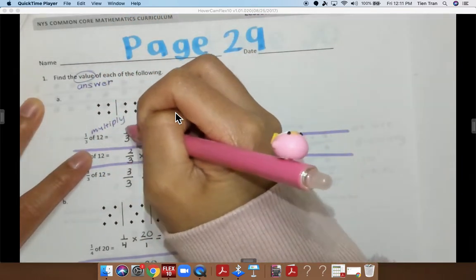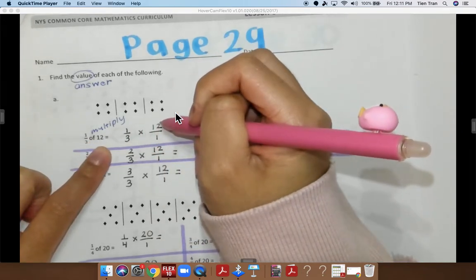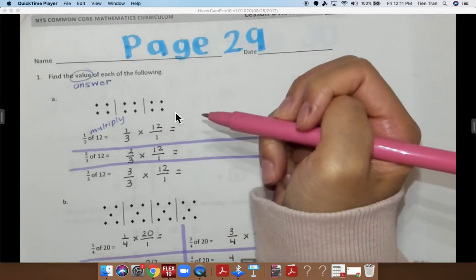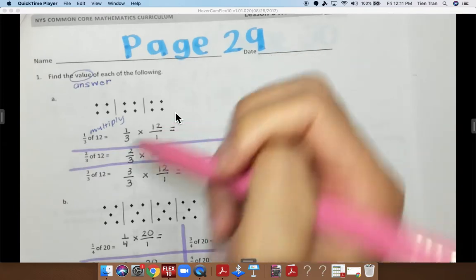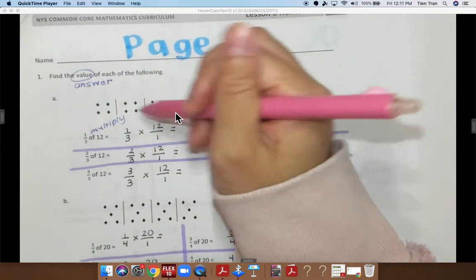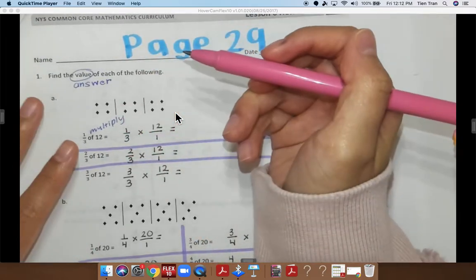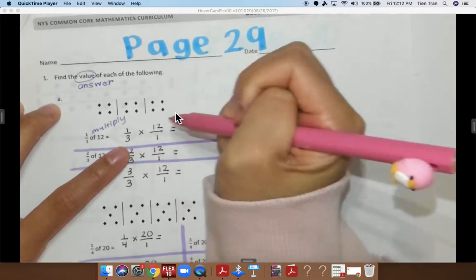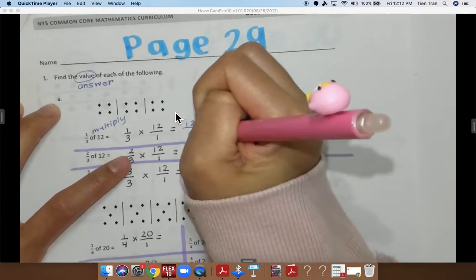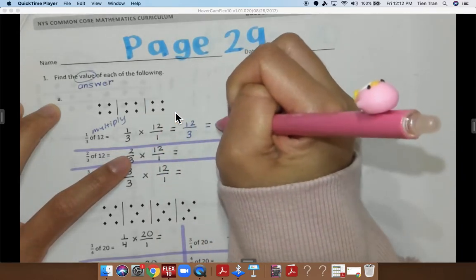So I have 1/3 of, which needs to multiply, so I'm putting a multiplication sign, times 12. If it is a whole number, you're going to put a 1 underneath because 12 divided by 1 is equivalent to 12. So they are the same. But writing it this way will help you align everything and see what it looks like. So what is 1 times 12? 1 times 12 is equal to 12, and 3 times 1 is equal to 3. So 12 divided by 3 is equal to 4.